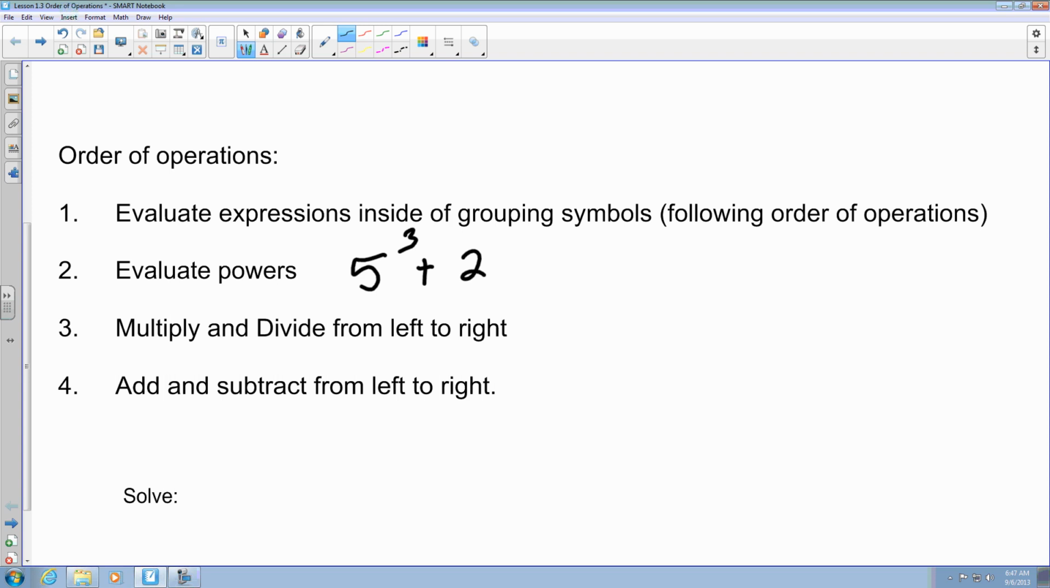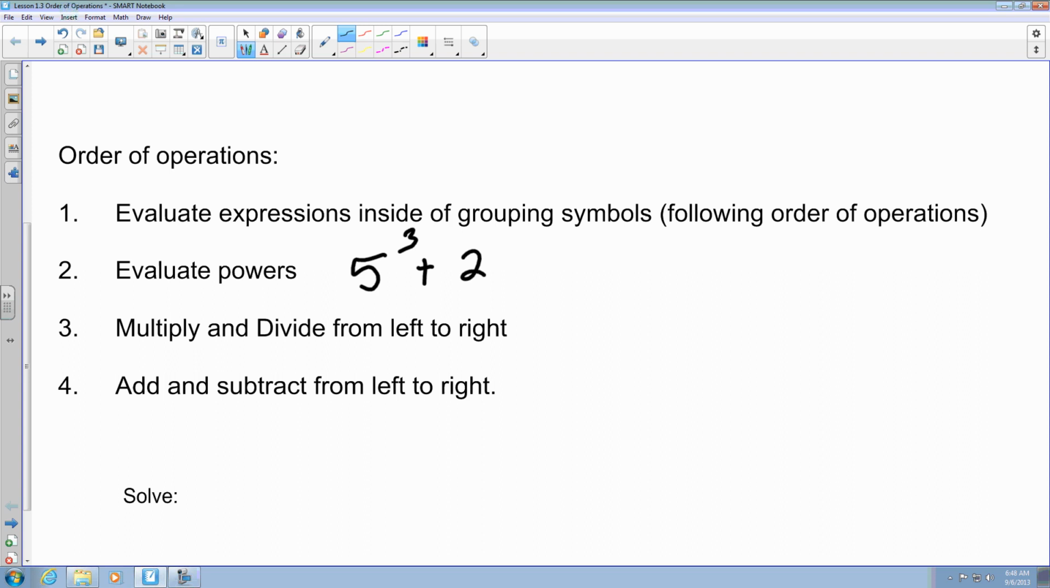The next thing you look at is multiplication and division from left to right. So it doesn't matter if division comes first or multiplication comes first. You solve it from left to right. It's kind of like reading a book. Same thing goes then for adding and subtracting from left to right. It doesn't matter what the order is. You just solve it just like a book from left to right. All right.